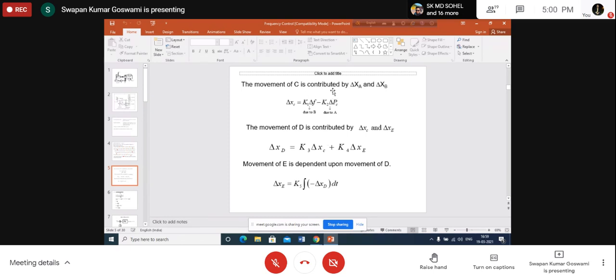The movement of C is contributed by delta XA and delta XB. XA represents the position of A, XB represents the position of point B, and delta XA represents the change in the position of A. Delta XB represents the change in the position of B. Similarly, delta XC represents the change in the position of C, delta XD represents the change in the position of D, and delta XE represents the change in the position of E. So any change in position is represented by delta of that X.